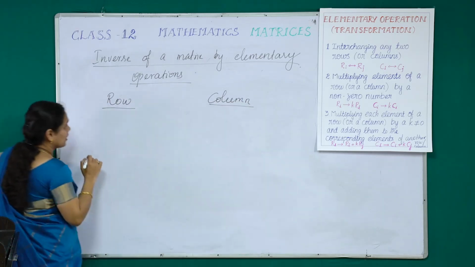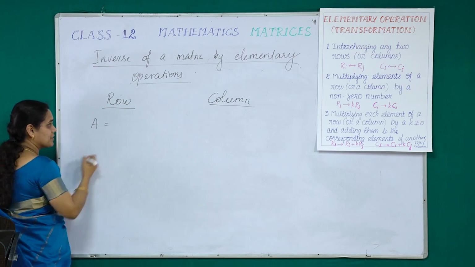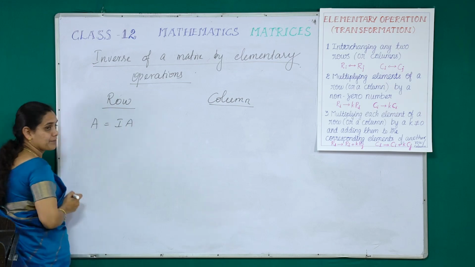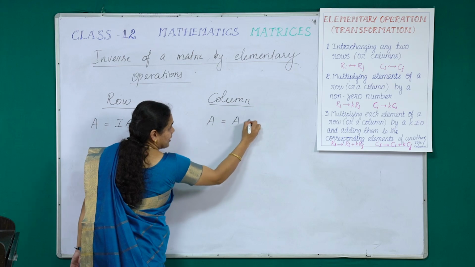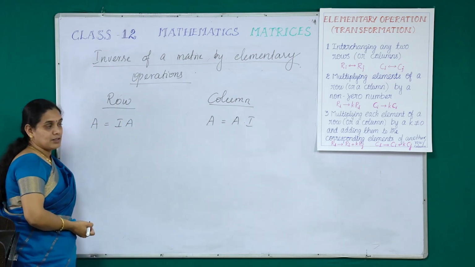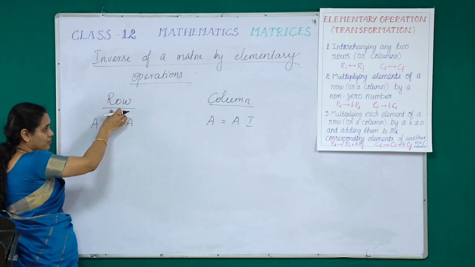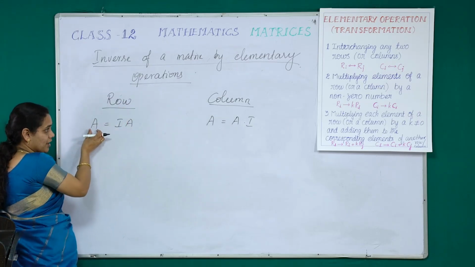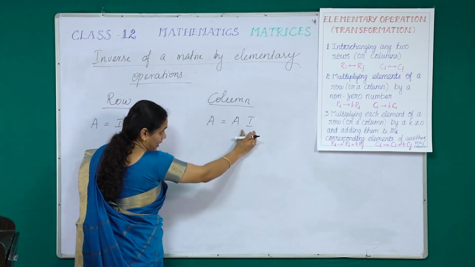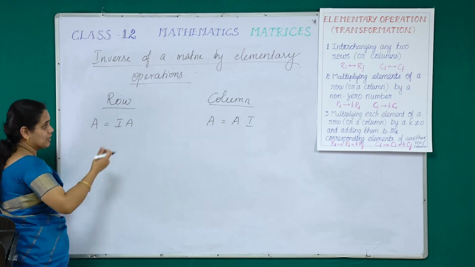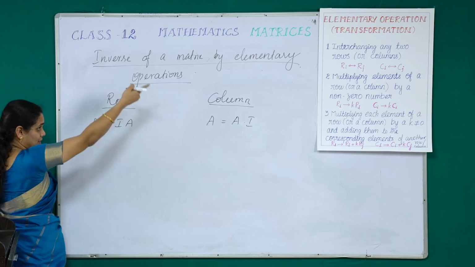How to get it? There will be a square matrix A. We can write this matrix as A equal to I into A, or in case we write A equal to A into I. This form you should know. When you are doing it by row transformation, you have to write the given matrix as A equal to IA. If you are doing it by column transformation, you have to write it as A equal to AI. If you change the order, then your answer may not be correct. Then we apply these transformations.